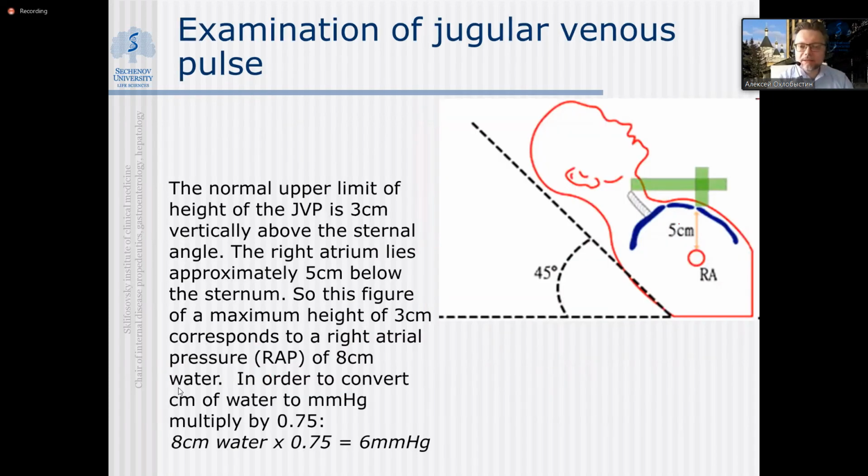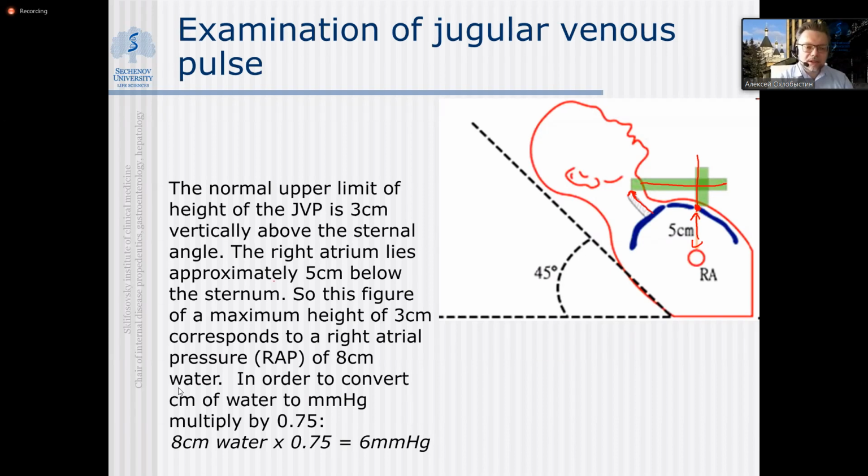Here it is again, the scheme. 5 centimeters to the center of the right atrium. Two rulers, one horizontal, another vertical and located at the Louis angle. You measure the distance from the Louis angle up to the meniscus, the top of the pulsatile portion of the internal jugular vein, and measure.